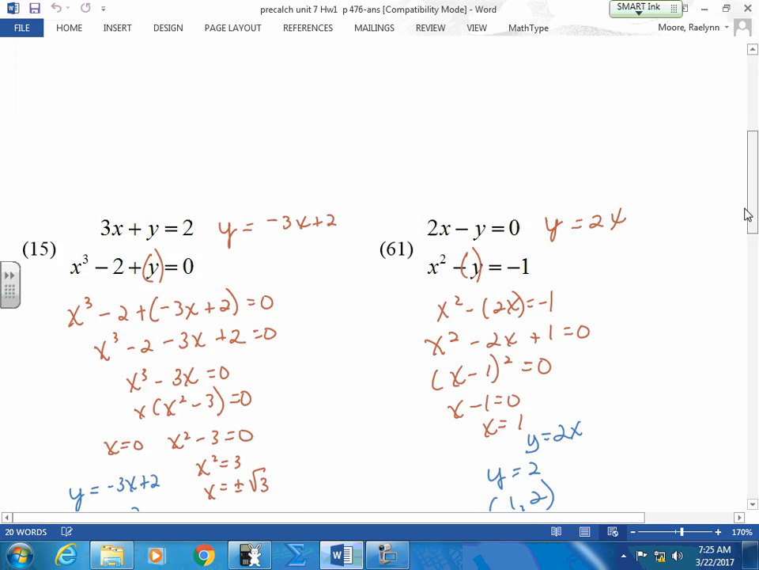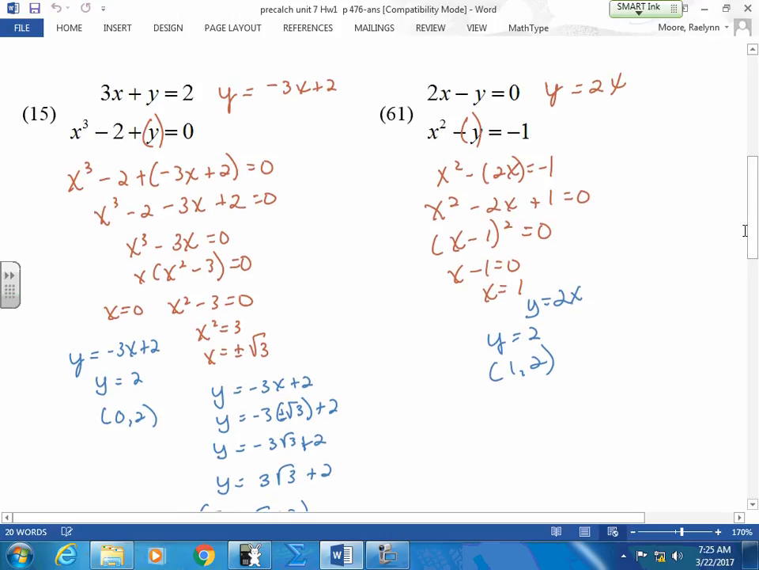All right. These guys, we have a cubing function and a line. So a cubing function, something like this, is going to go up. It could cross it twice, once.